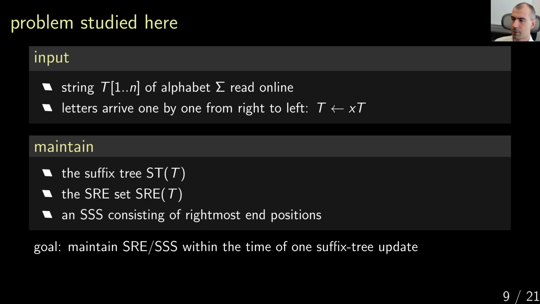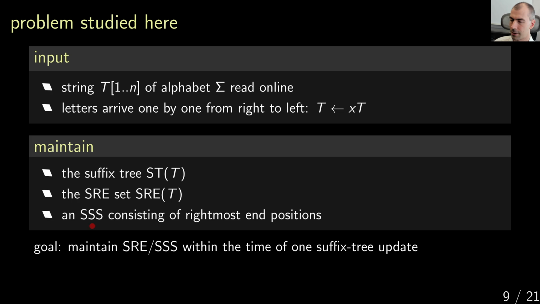Here in this talk, we make it a little bit easier in that we slightly change the definition of online: we do not append a letter, but prepend a letter in the online setting. So we scan the text from right to left instead of from left to right. Okay. And for that, we maintain the suffix tree with Weiner's suffix tree construction algorithm, which works in this fashion. And during that, we maintain the set of SREs.